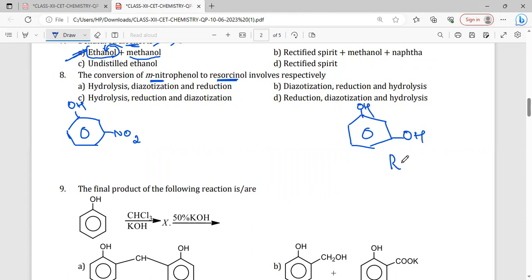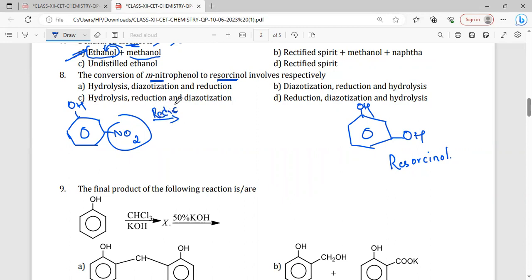So this is your resource. Okay, now what should I do? The changes should happen at this position, right? So the nitro group should undergo some change. In all the options, you can observe three things: hydrolysis, reduction, and diazotization. So I will start with reduction.